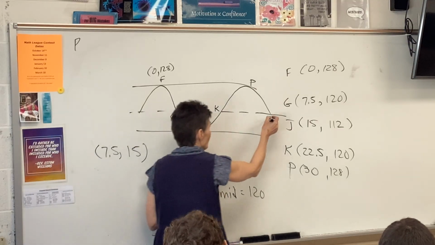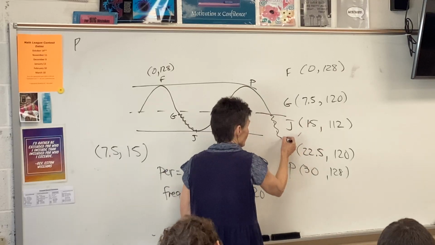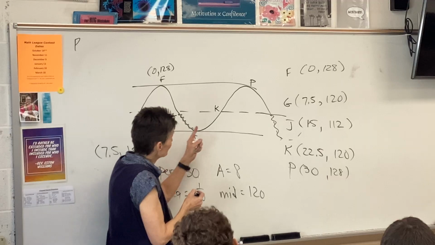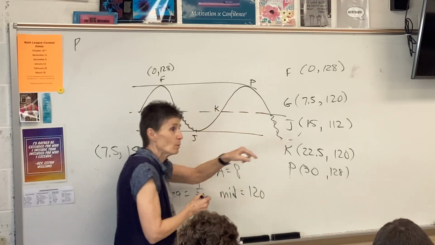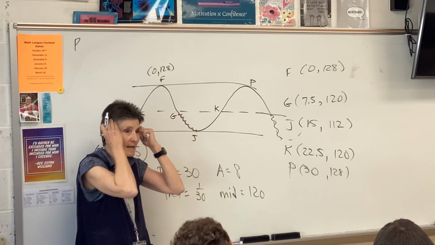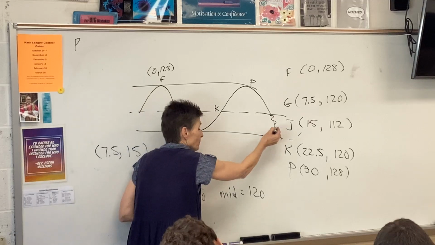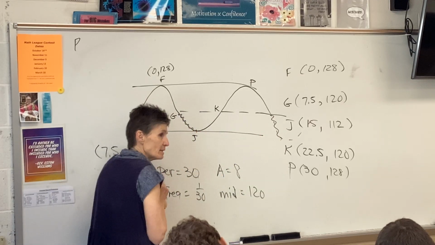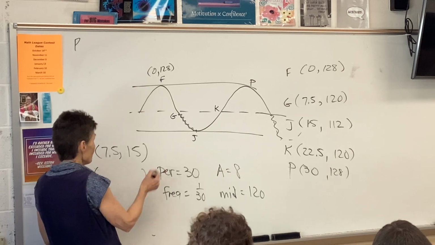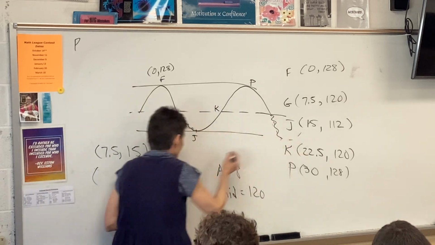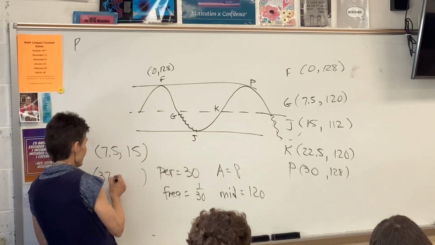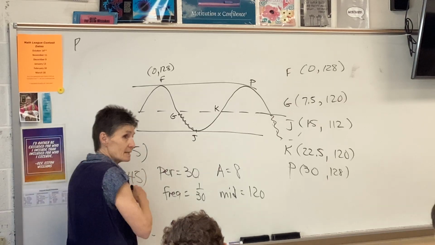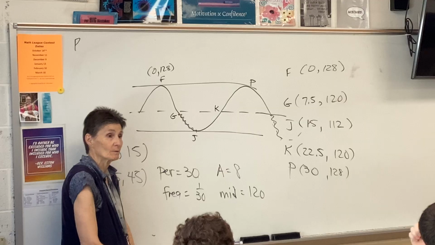Now there'll be another one over here, right guys? Would there be another one right here? So I can go through and find this point, find that point, or I can use my common sense. Isn't this one period later? And since the period is 30, won't that one be the interval from 37.5 to 45? Because it's going exactly one period later.